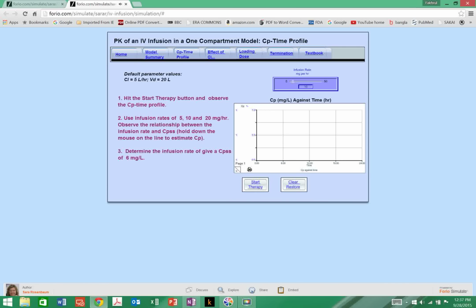Here you see a plasma concentration-time curve for constant IV infusion. We are administering a drug at a rate of 10 milligram per hour. If we increase the infusion rate, what is going to happen? You see here CSS goes up with the increase in the infusion rate.